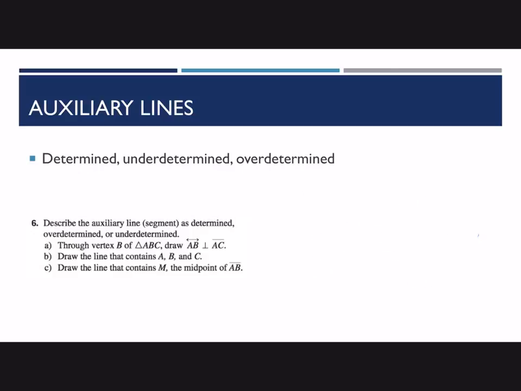And then part C, draw the line that contains M, the midpoint of segment AB. So let's draw segment AB, and then the midpoint M. Okay, and these are congruent since that's the midpoint. And then draw the line that contains M.